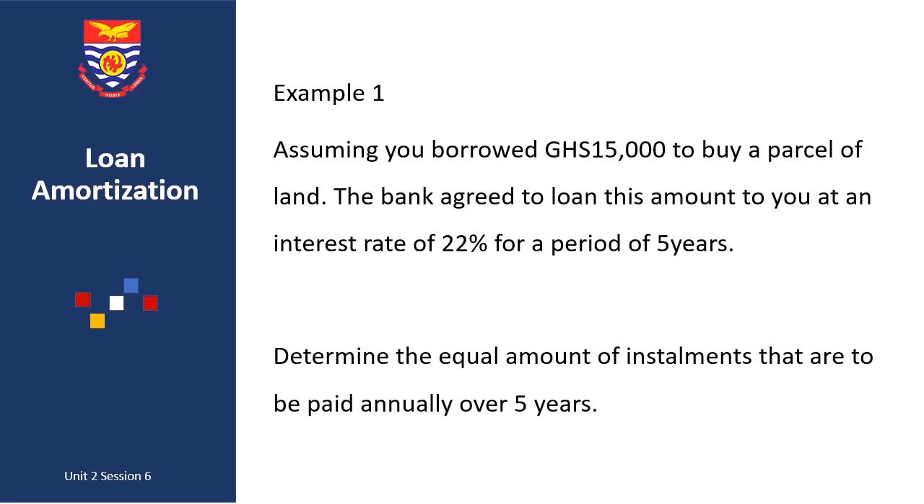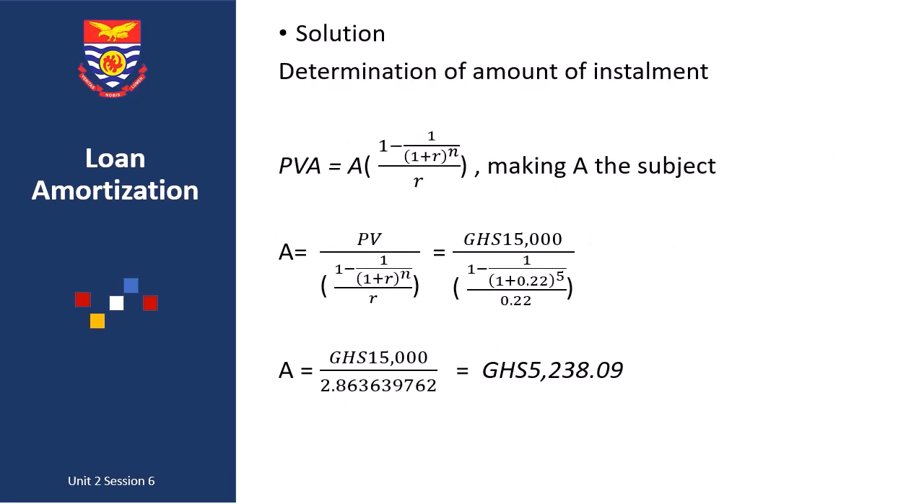So assuming you borrowed 15,000 Ghana cedis to buy a parcel of land, the bank agreed to loan this amount to you at an interest rate of 22% for a period of 5 years. Requirement: determine the equal amount of installments that are to be paid annually. So the amount is to be paid annually over 5 years. It means you are going to have 5 equal installments, since you have 5 years and the amount is paid annually. So let's see how to go about it.